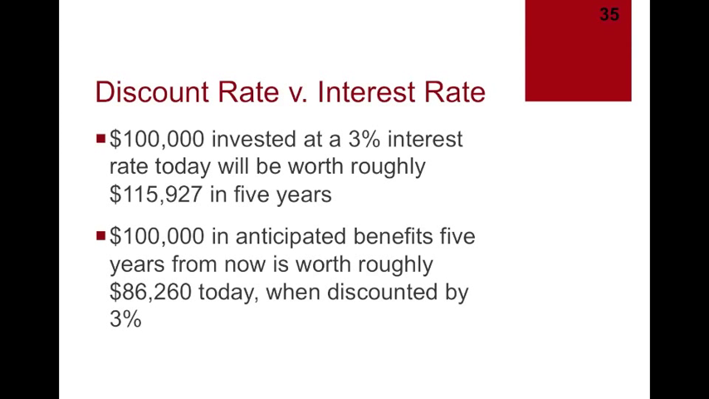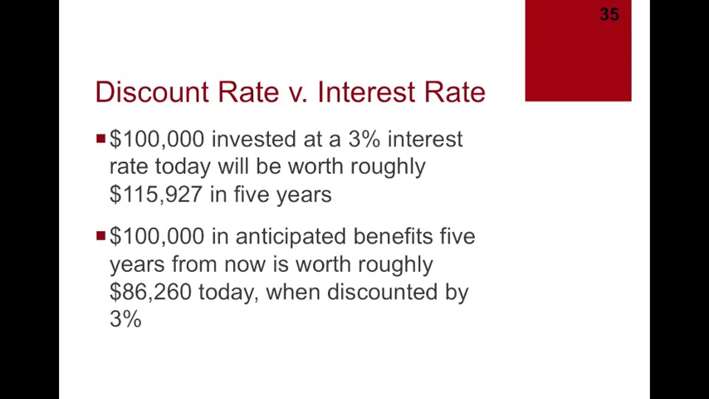So we have discounted rate versus interest rates. Well, interest rates help money to grow. Discounted rates, we work backwards, and it actually decreases the value of the money. So a 3% interest rate on $100,000 invested will be about $115,927 in 5 years. However, $100,000 in 5 years, discounted at the same rate, 3%, is only worth $86,260 today.